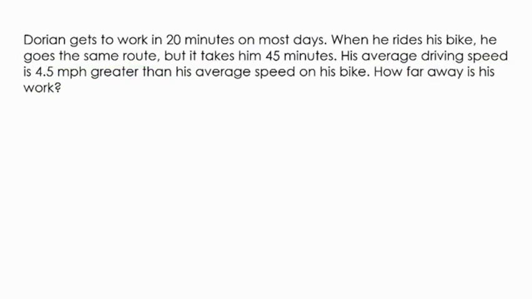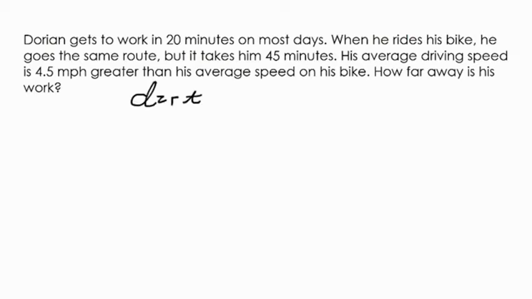It says Dorian gets to work in 20 minutes on most days. When he rides his bike, he goes the same route, but it takes him 45 minutes. His average driving speed is 4.5 miles per hour greater than his average speed on the bike. How far away is his work? So once again, we're going to use our idea that the distance is equal to the rate times the time.